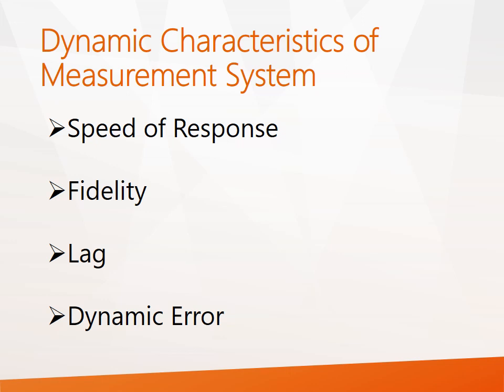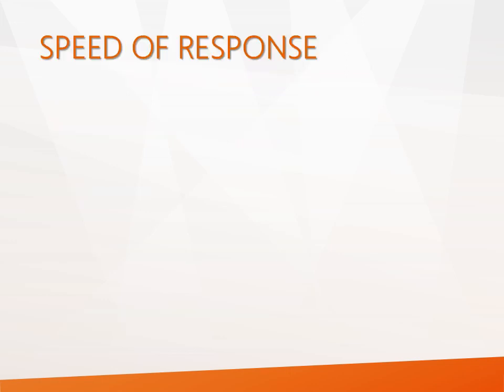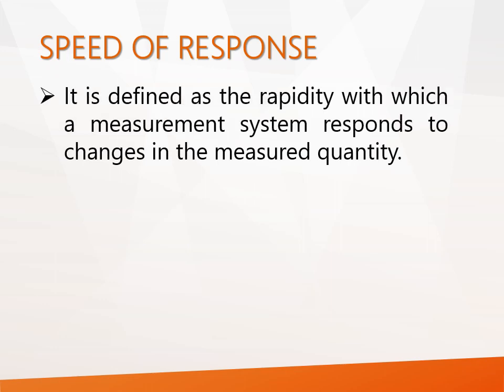Now we'll see the dynamic characteristics of a measurement system. In that we have speed of response, fidelity, lag and dynamic error. Speed of response. It is defined as the rapidity with which a measurement system responds to a change in the measured quantity. Means whenever we change the signal, the output should change. So the time taken by the instrument to change in effect is known as speed of response.